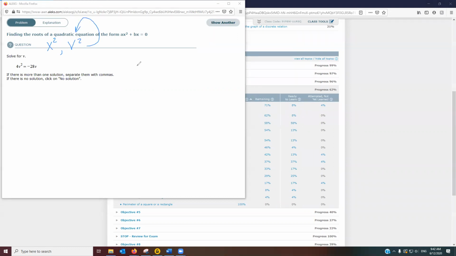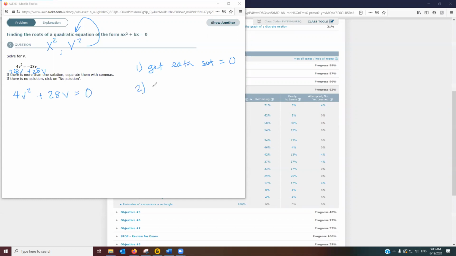All right, step 1, get the equation set equal to 0. Okay, well, I'm going to add 28v to both sides of this equation. If I do that, I'm going to end up with 4v squared plus 28v equals 0.